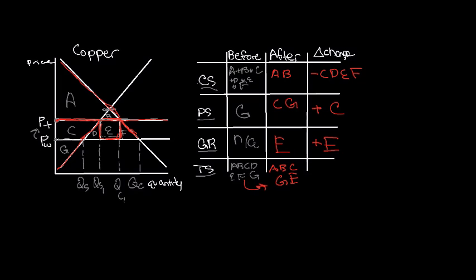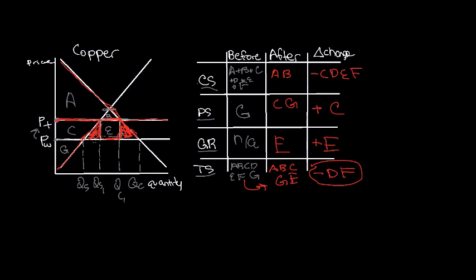So continuing, what happens to the change in the total surplus? Well, the A, B, C, G, and E are still there, but it has lost out on D and F. So where do D and F go? Where do these two triangles go?